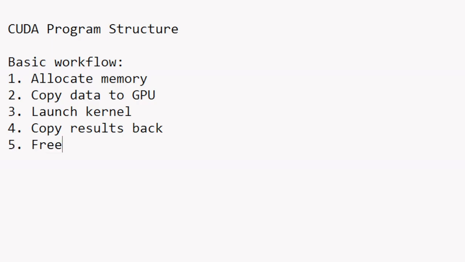Step 5. Free memory. Finally, we release any memory that was allocated on both the host and the device to avoid memory leaks and free system resources. So, the overall process is allocate memory, copy data to GPU, launch kernel, copy results back, free memory. This workflow appears in almost every CUDA application, whether we are doing vector addition, image processing, scientific simulation, or AI computations.